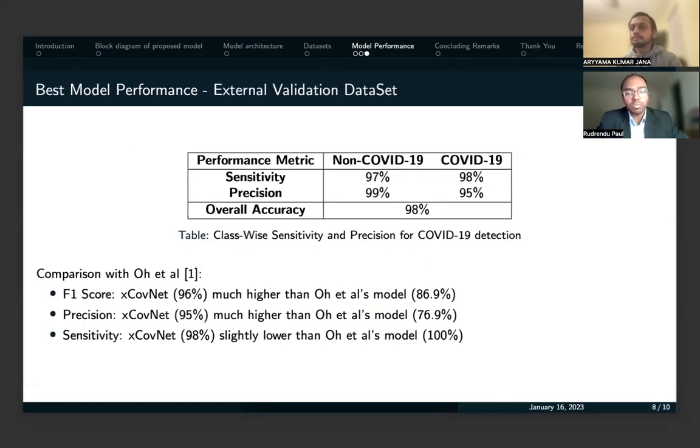Here we have used the external validation dataset for benchmarking purposes. O et al.'s model used this dataset for developing their model, and they published their accuracy, F1 scores, precision and recall scores. So we tested our model on this particular dataset and did a binary classification. As we can see here, the F1 score and precision scores are much higher than O et al.'s model, but the sensitivity is slightly lower. This gives us very high confidence that this model, although trained on a completely different dataset, is doing really well on an external dataset that it was not trained on in the past.